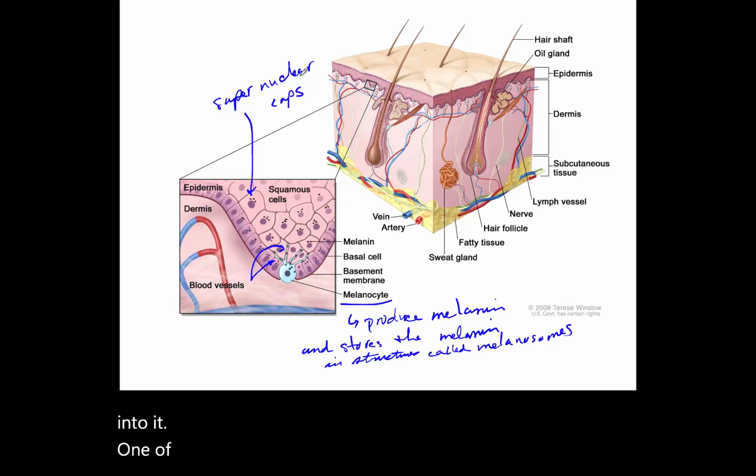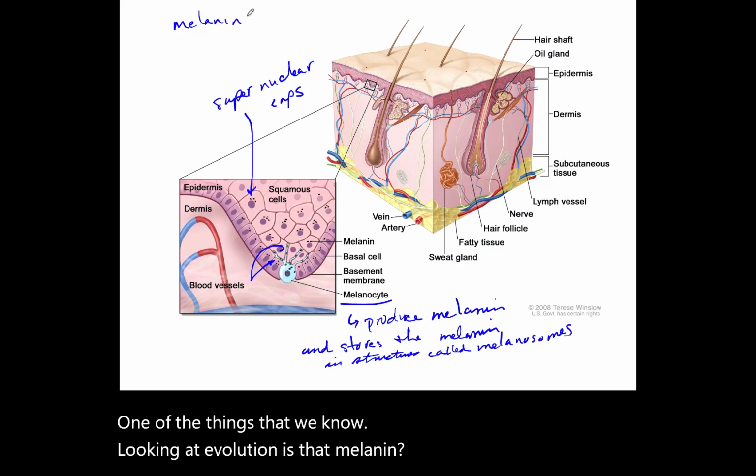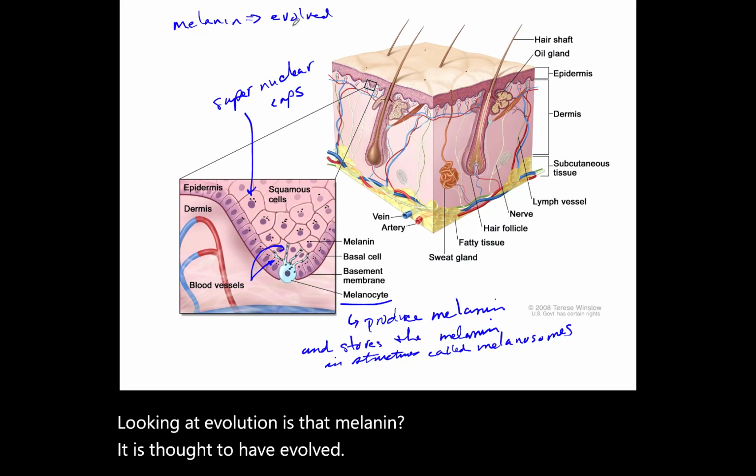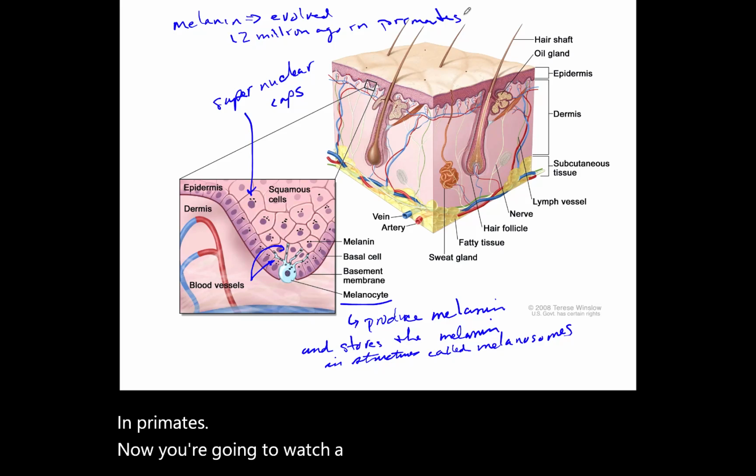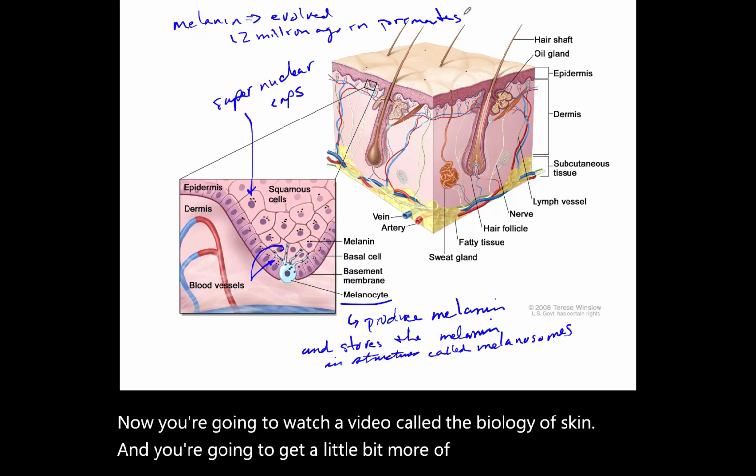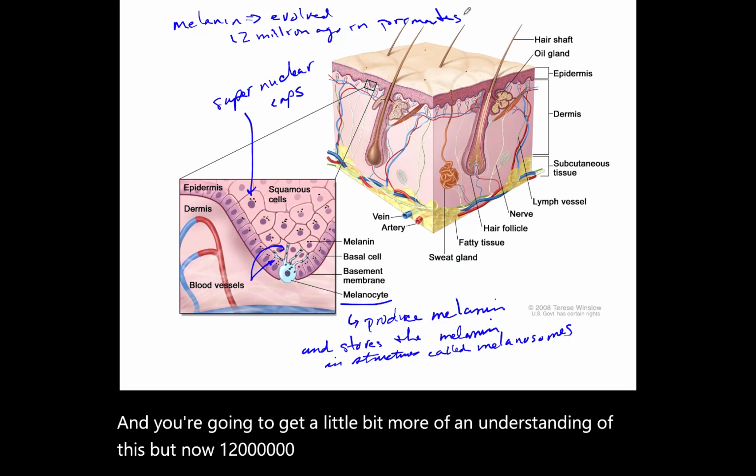One of the things that we know, looking at evolution, is that melanin is thought to have evolved about 12 million years ago in primates. Now you're going to watch a video called the biology of skin, and you're going to get a little bit more of an understanding of this. But about 12 million years ago, we believe melanin evolved within primates.